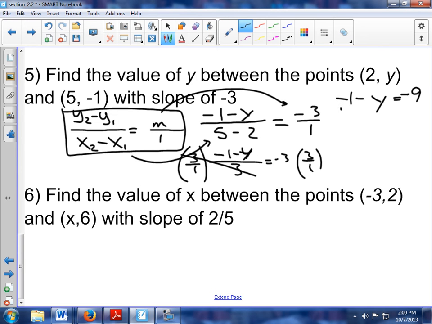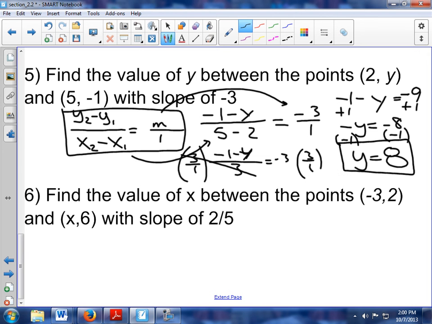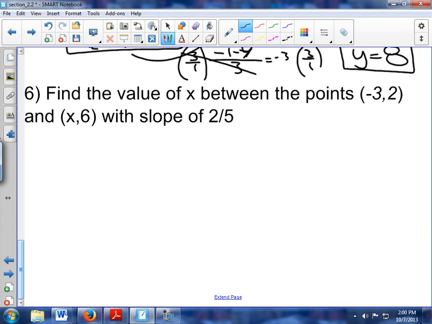Now I'm going to add 1 to both sides. I see where you get your 10 from now. Negative y is equal to negative 8. And now I cannot have a negative variable, so I multiply each side by negative 1. Y is equal to positive 8. Okay. Now there'll definitely be one, probably both of these will be on a quiz this Friday.